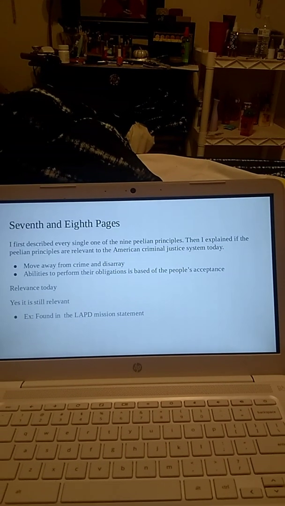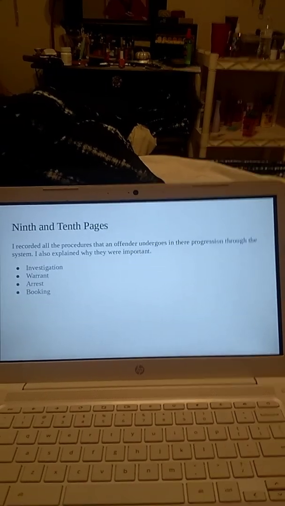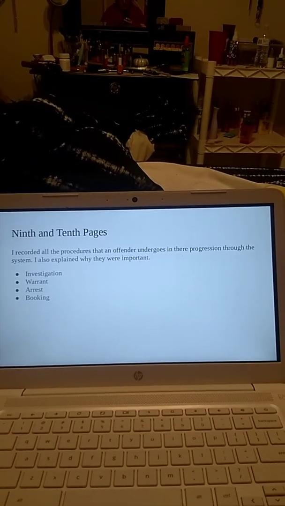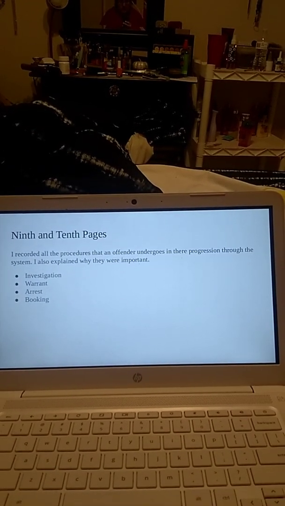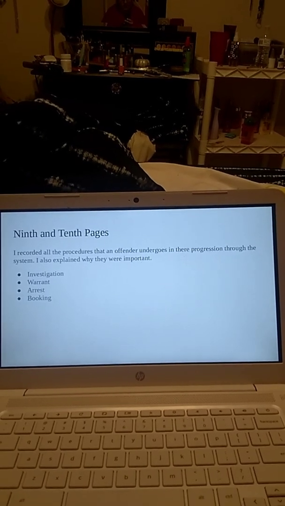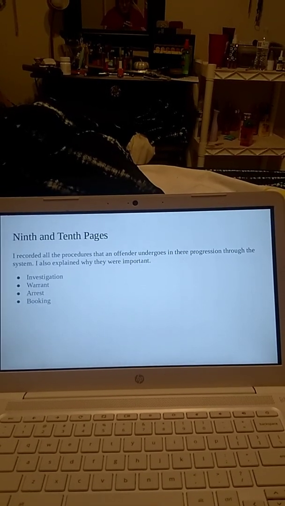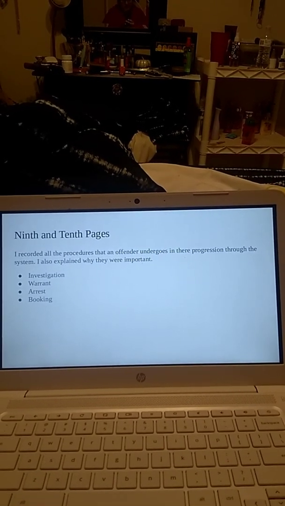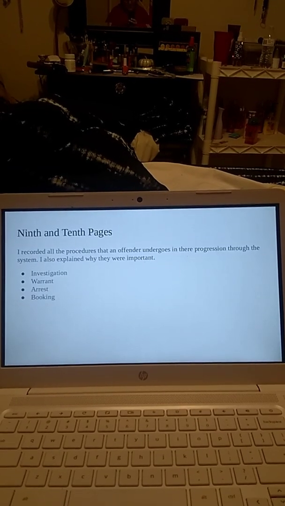In my 9th and 10th pages, I recorded all the procedures that an offender undergoes and their progression through the system. I also explained why they were important. Some examples of the procedures are investigation, warrant, arrest, and booking.